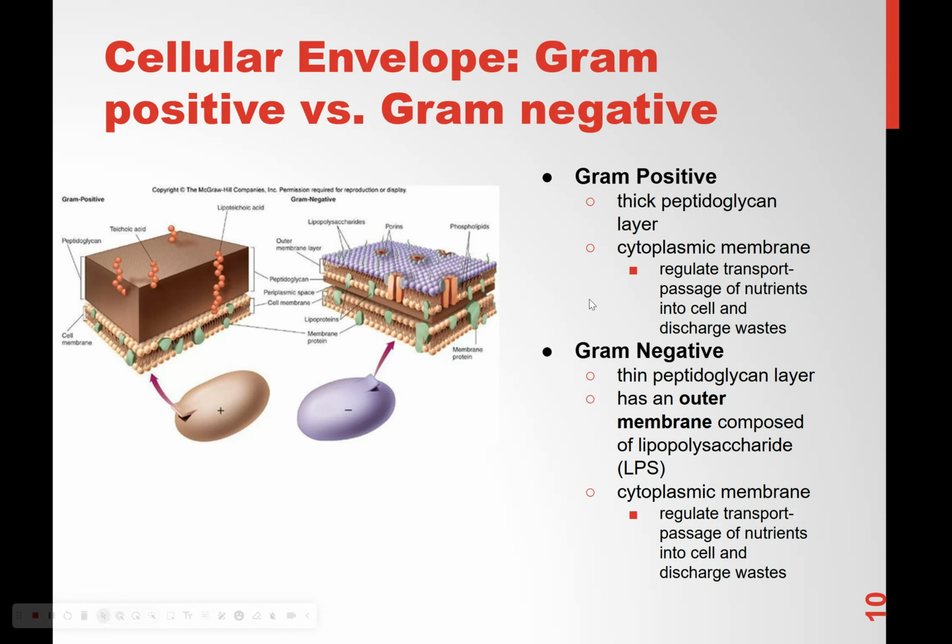So make sure you know your differences between gram-positive and gram-negative. Positive is purple, okay? Gram-negative is pink or red. Gram-positive has a thick peptidoglycan layer. Gram-negative has a thin peptidoglycan layer. Gram-negative also has this outer membrane right here, okay, which is composed of that lipopolysaccharide.